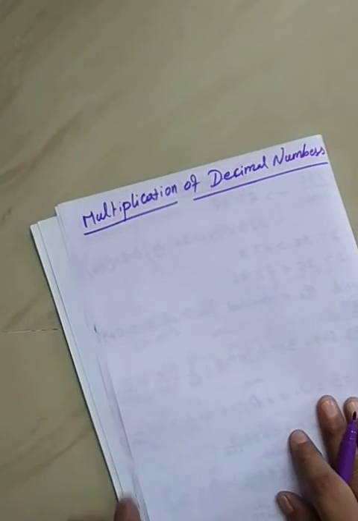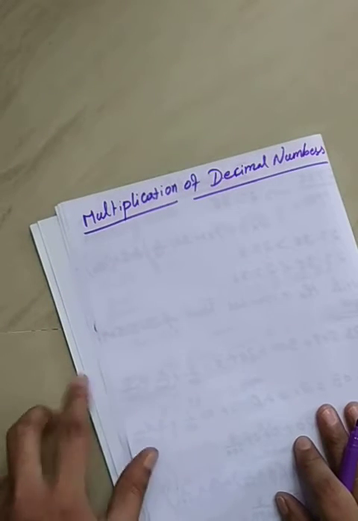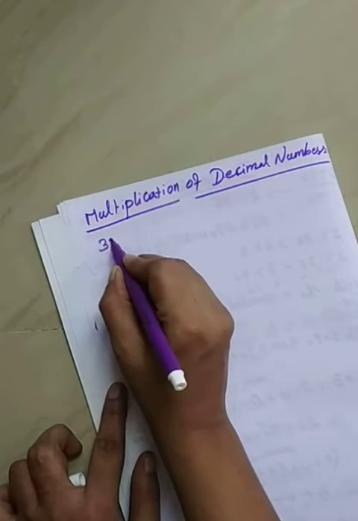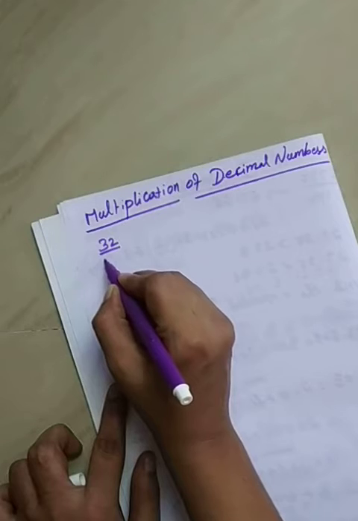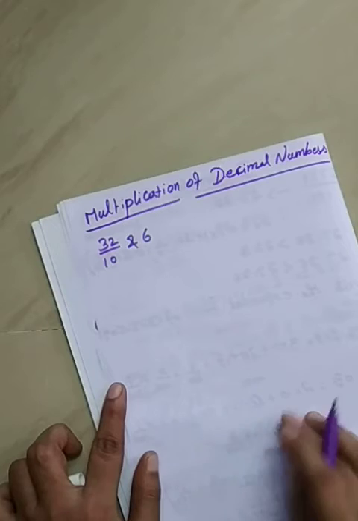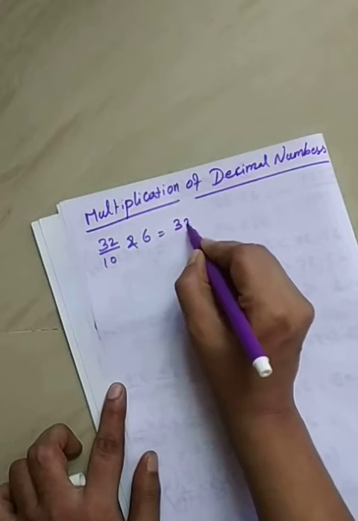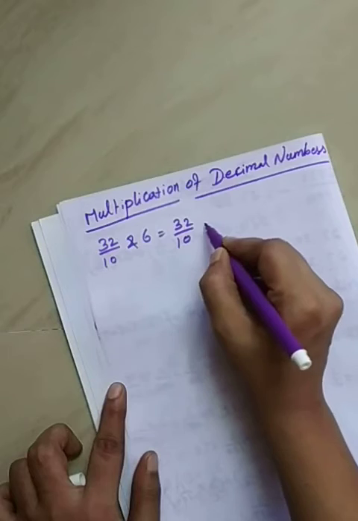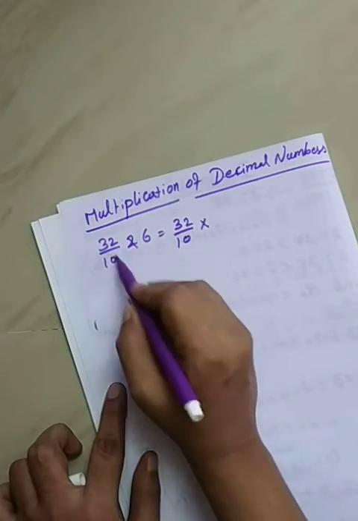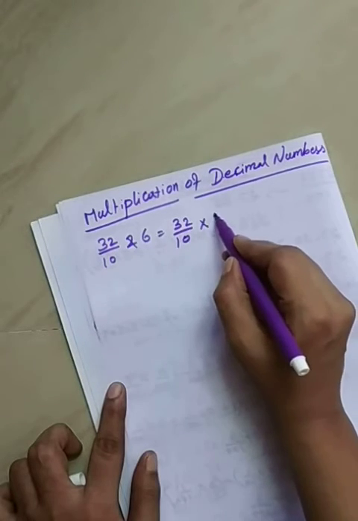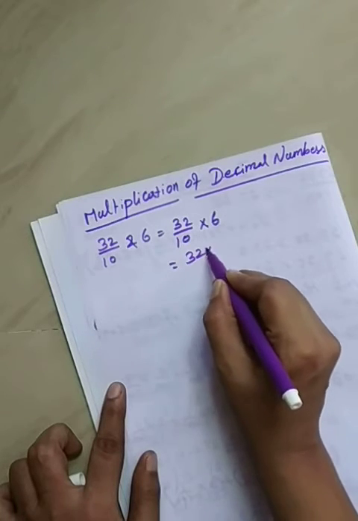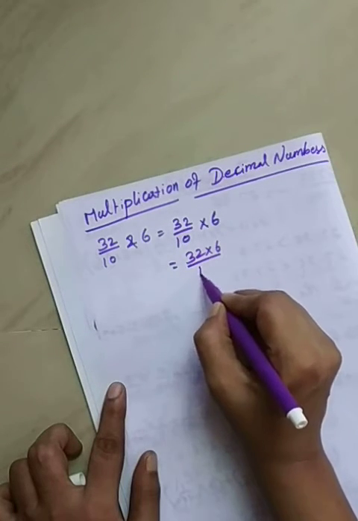See here, we can find the product of 32 divided by 10 and 6. Okay, see how you can write this one: 32 divided by 10, into 6, because of the multiple, the product. So you have to write 32 by 10 into 6. See, you have to multiply the numerator, 32 into 6, divided by 10.